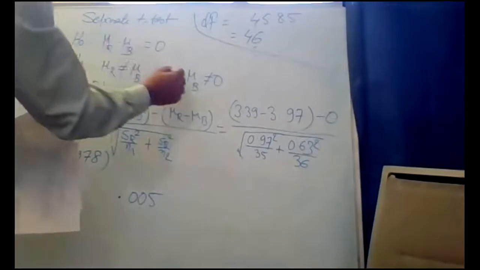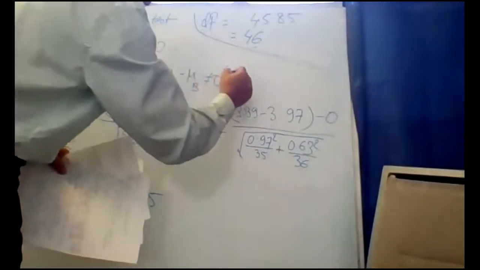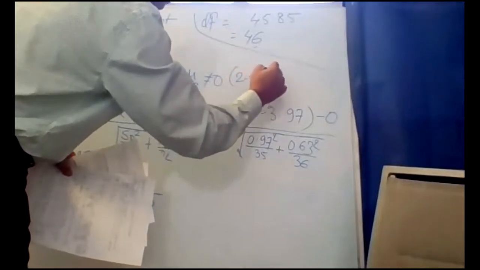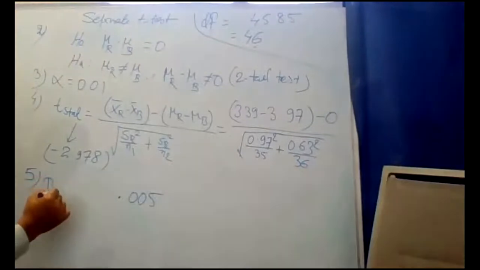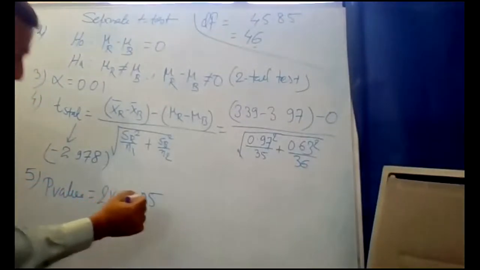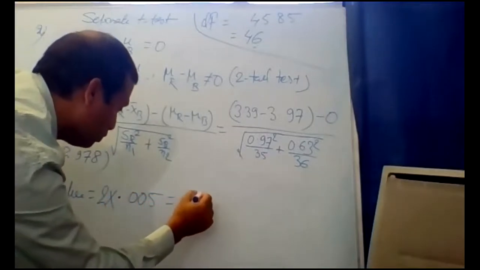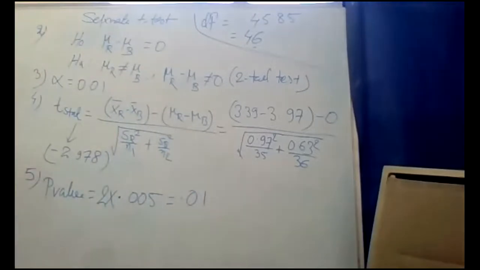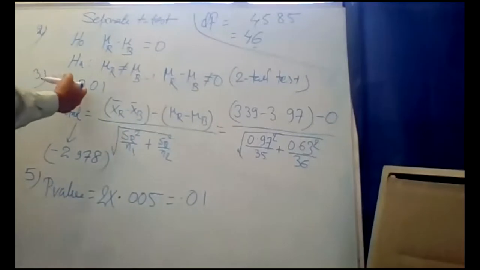And since this is the case of two tail, here mu r not equal to 0, so it's a two tail test. In that case, in order to get the p value, we have to multiply by 2. 2 into 0.005. So how much it is? 0.01. And what is the alpha value? 0.01.